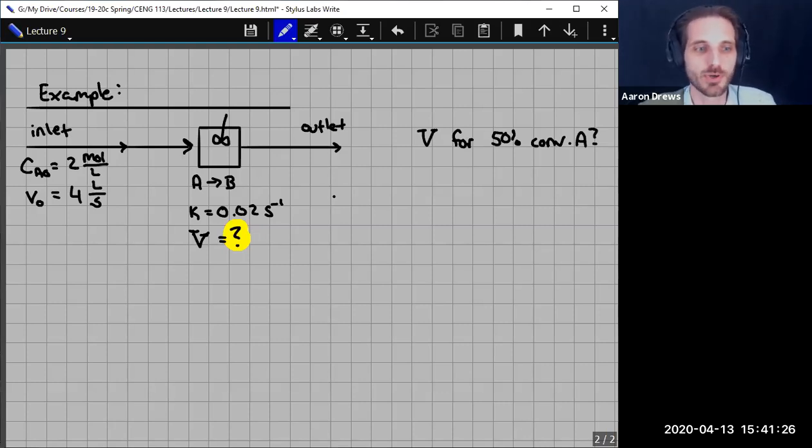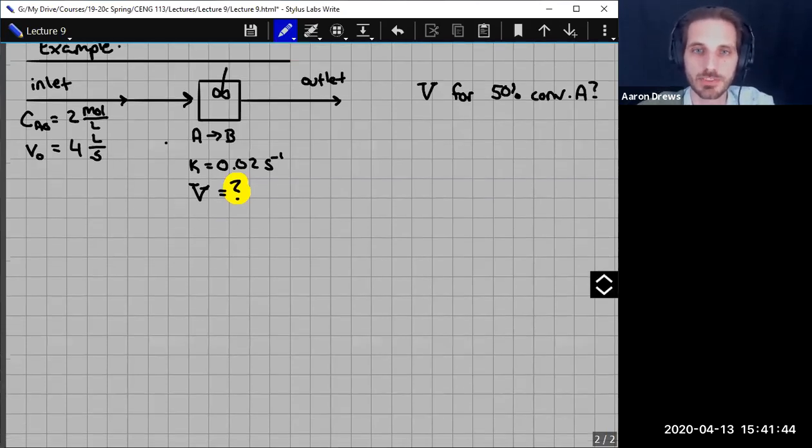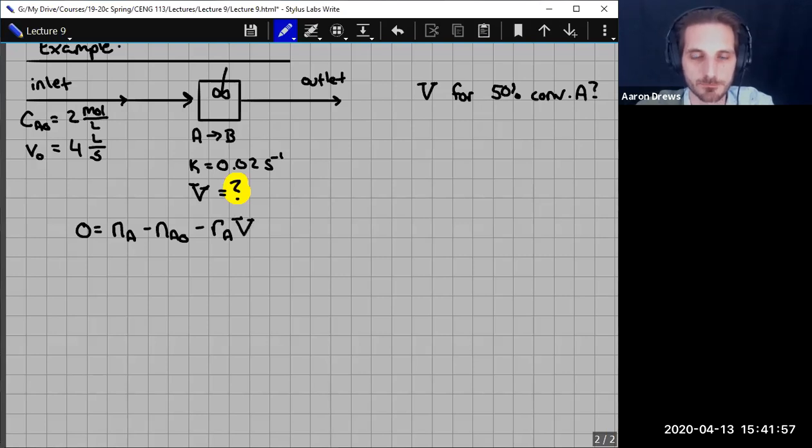If it's small enough to fit on a desk or in a room, or it needs its own building, or like what we're going to see on the project, it itself is the size of a large building. Now, it's never been a question that we've been able to answer before. And that's what we can now answer: how big does this need to be? And to answer that, we're always going to go back to the material balance first, which will be N sub A minus N sub A 0 minus R sub A times V.